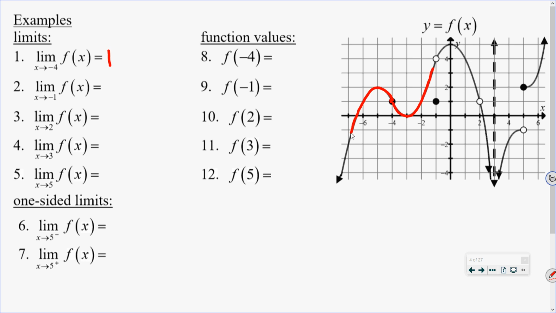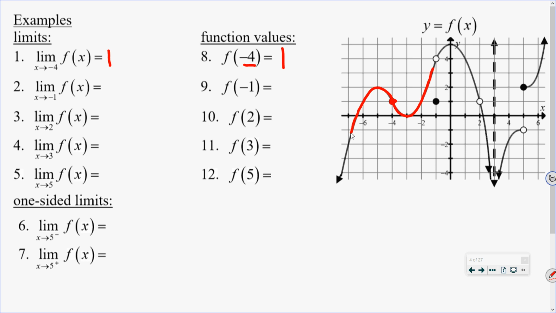Now notice over here, I'm going to do number 8 first. It asks what the function value is. That just means when I plug -4 into my function, what y do I get back out? If I plug in -4, it's that point, and I get 1 back out. So notice, the limit as x got closer to -4, the y value got closer to 1. That's the same thing I got when I plugged -4 in. I got 1 back out.